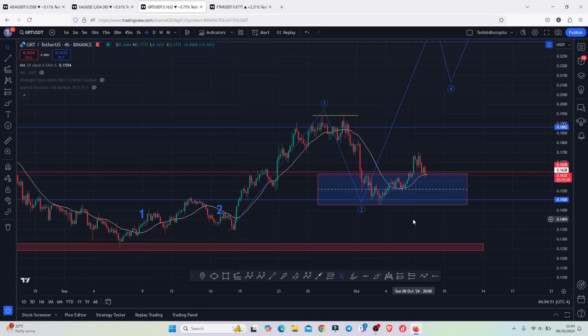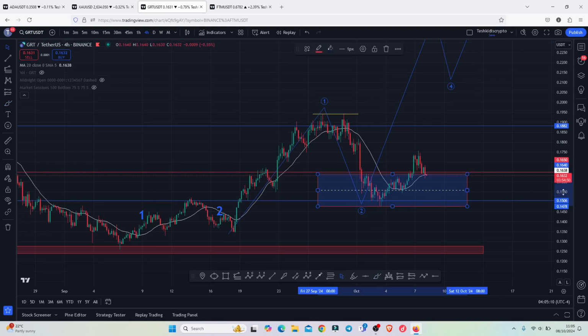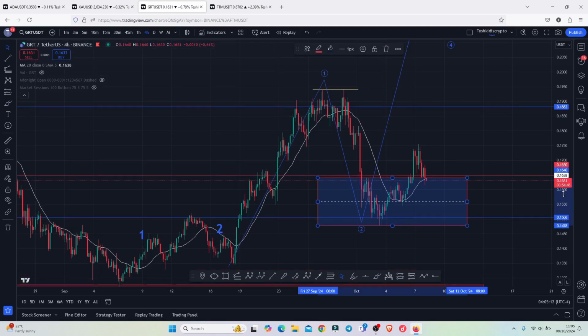GRT at the time of this recording is seeing a bit of a breakdown move after a bit of a short-term bounce yesterday in a move that gave us a high above the 0.1755. And on today's video, I will be discussing the reasons as to why we need to see GRT continue to hold above our key area of support between the 0.164 and the 0.1478. So make sure that you stick around till the end of the video.